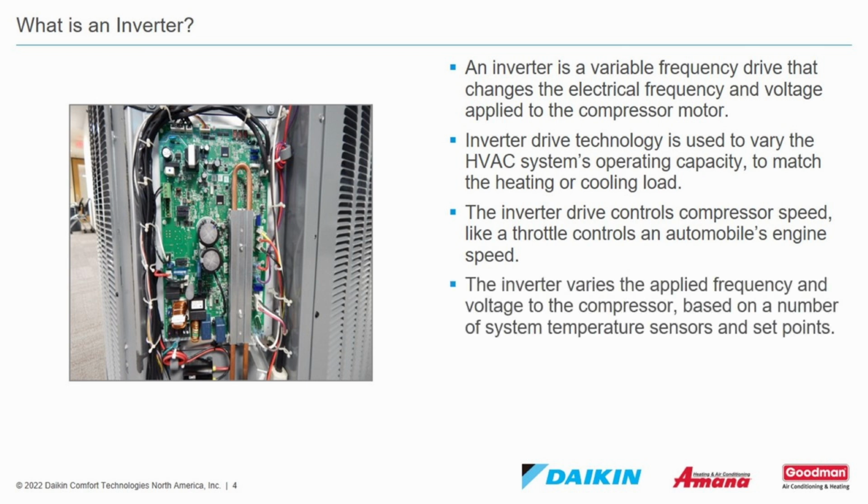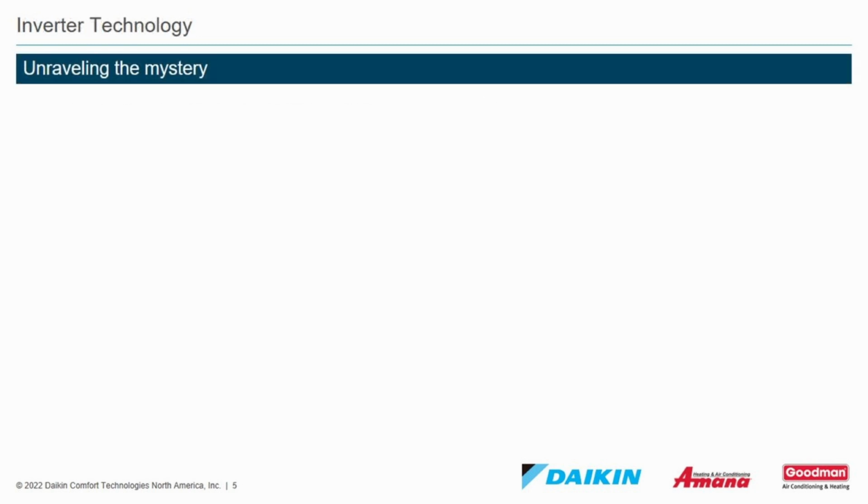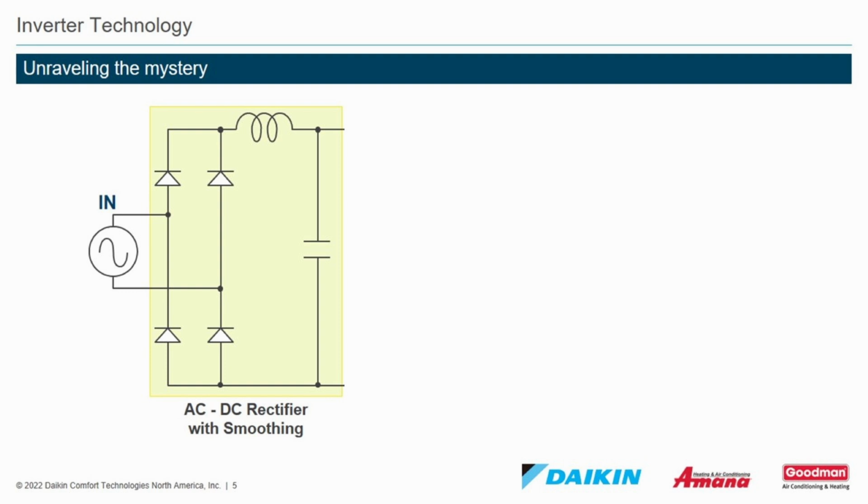The inverter varies the applied frequency and voltage to the compressor based on a number of system temperature sensors and set points. Let's unravel the mystery. The incoming power enters the outdoor unit as 208 to 230 volt single-phase AC power. The incoming AC power is routed to the AC-DC rectifier circuit.